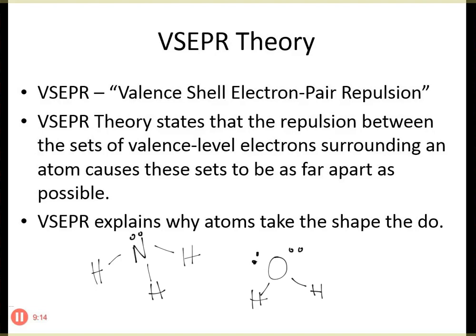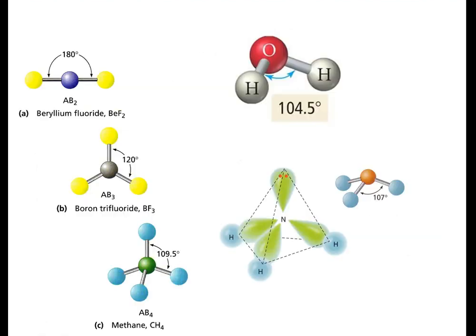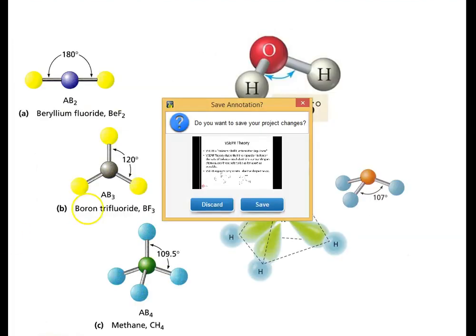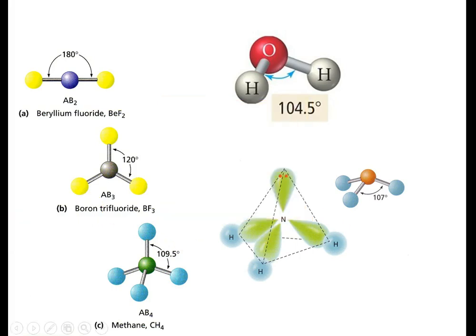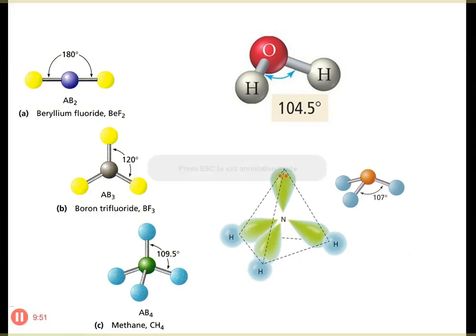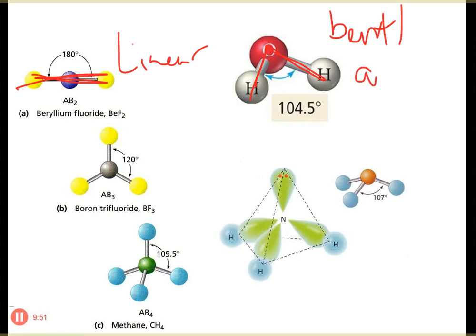And that's what gives them their shape. And the different shapes here: one makes a straight line. It is linear. Like the first one, it makes a straight line. Look at that. It's linear. The one on the right makes sort of a V shape. It's bent or angular.